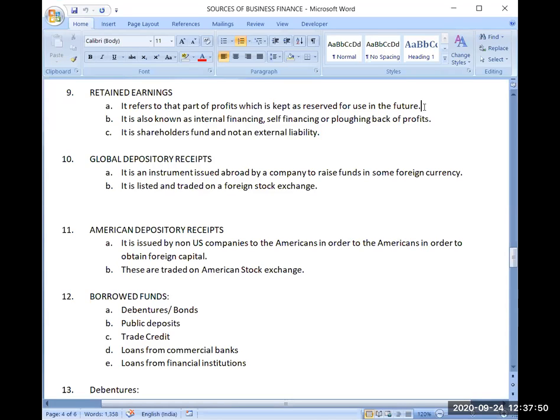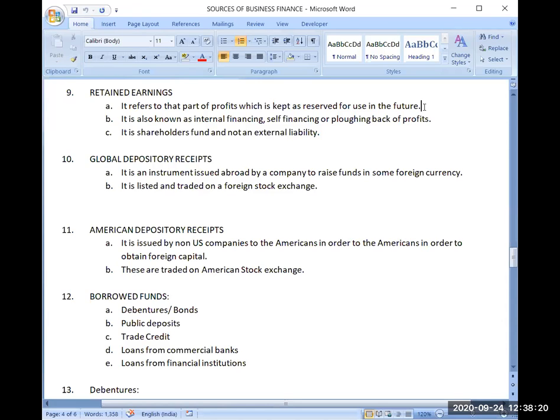Now see the first point. It refers to that part of profits which is kept as reserved for use in the future. So whatever profit you have earned, out of that profit, if some part of profit has been kept for future financial requirements, that is termed as retained earnings. The earnings which has been retained by the company for its future financial requirements.